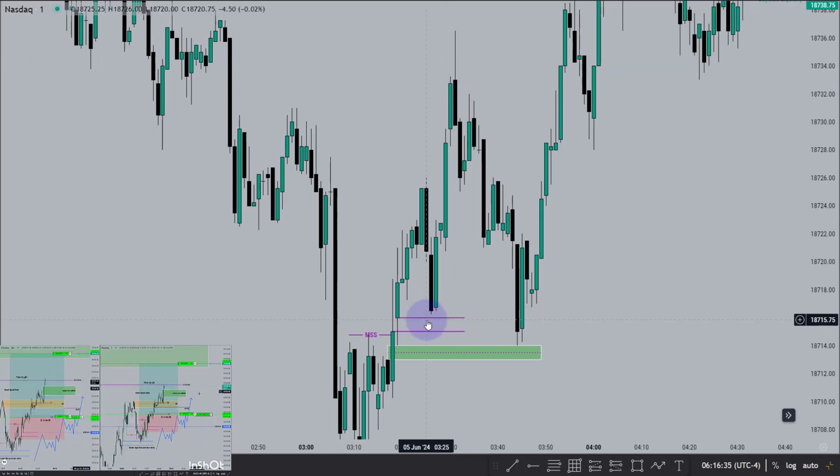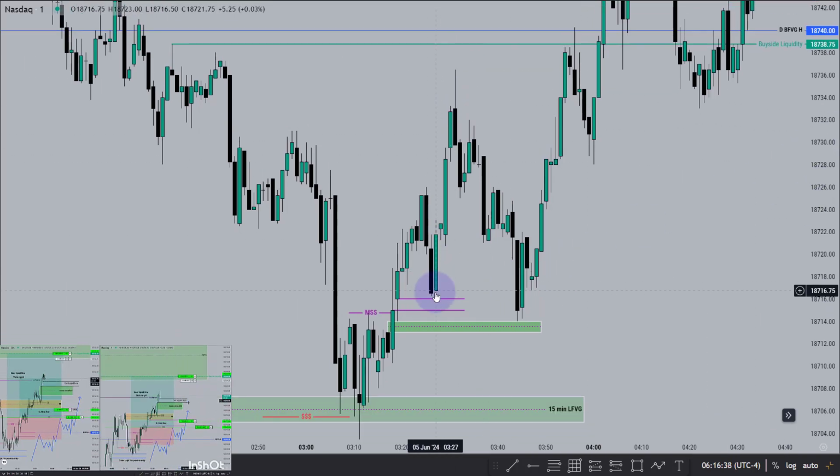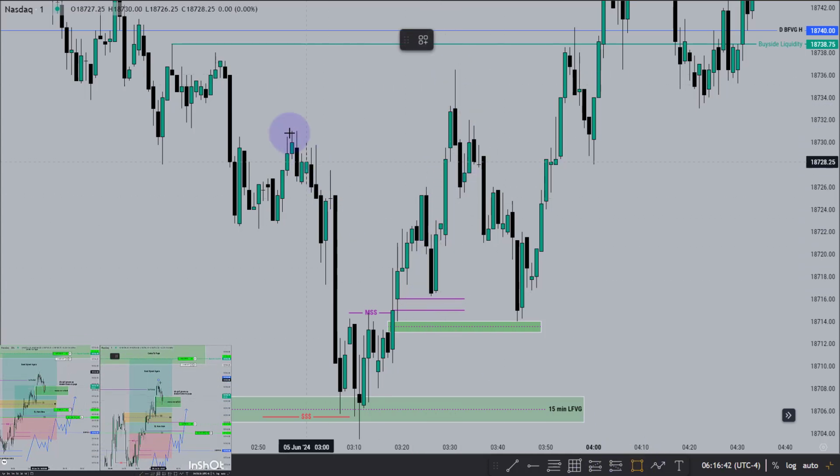So I missed that entry. Unfortunately, I was unable to take that buy from here. Then market came here. Where did it come? To this 1-minute last parallel gap.